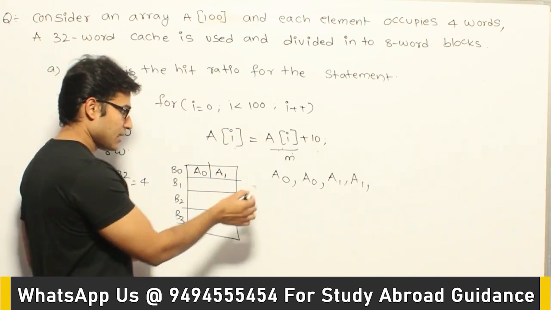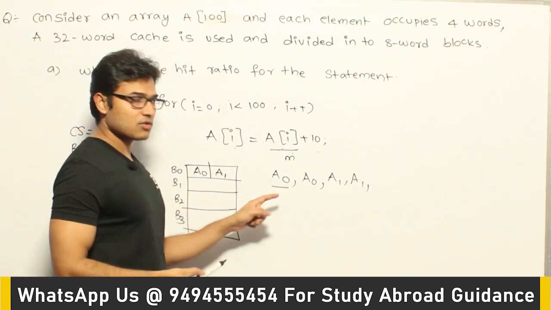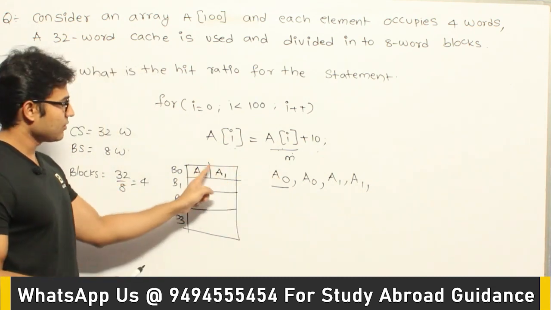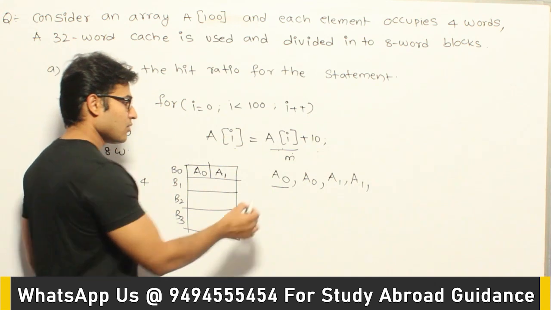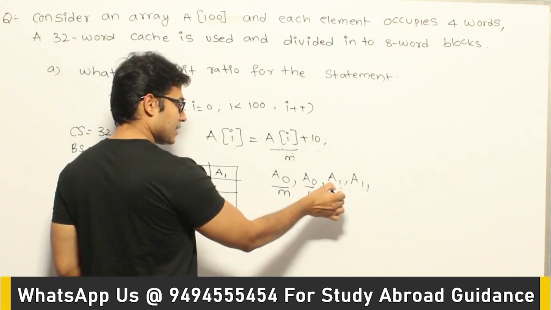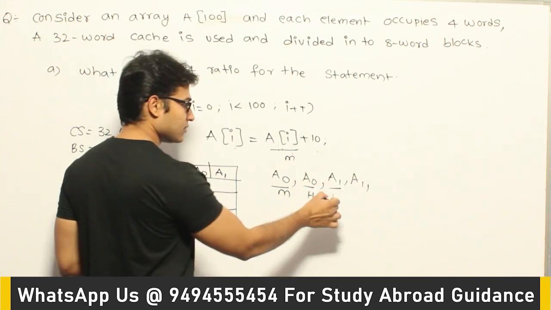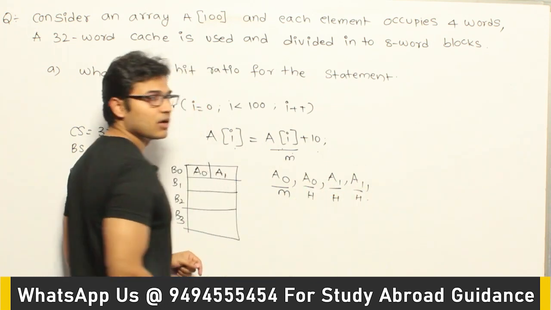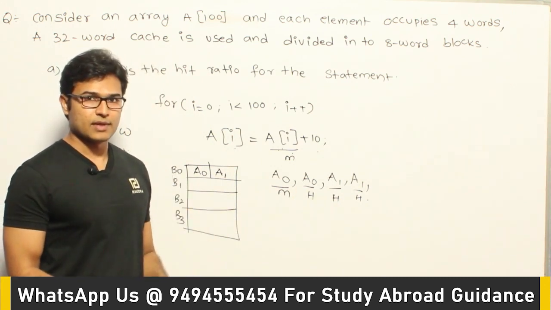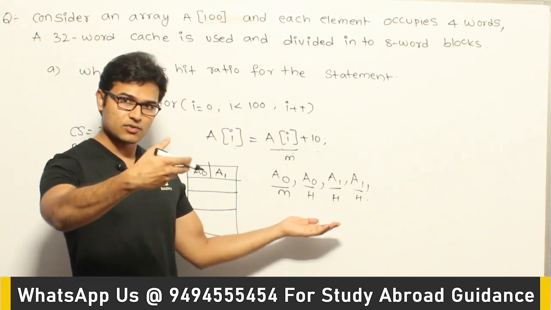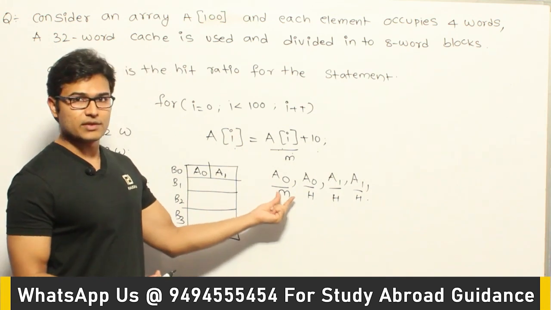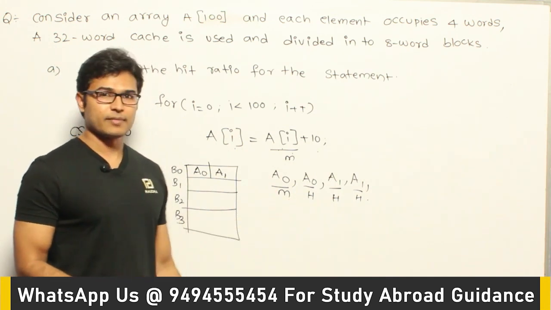Now if you see this, when there is a first miss, whenever you want to read from A0, along with A0, A1 is also going to come. Therefore for the first miss, the next one will be a hit, and for the next element also it is present there. Therefore this one is a hit and this one is a hit. Got it? So there will be totally 200 references, and if you look at them like this, out of every 4 references, 1 is going to be a miss and 3 are going to be hits, isn't it?